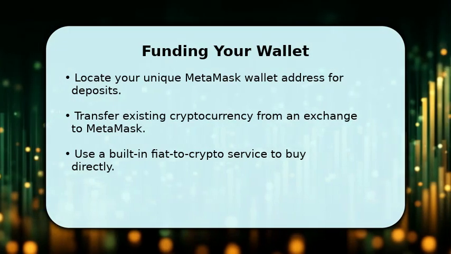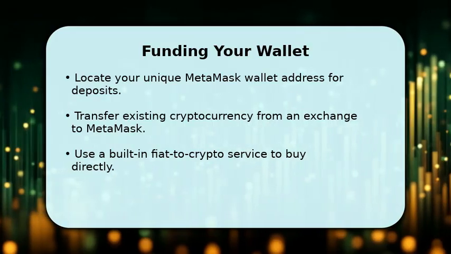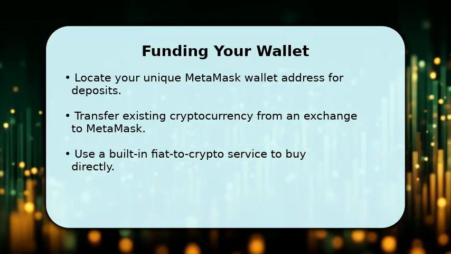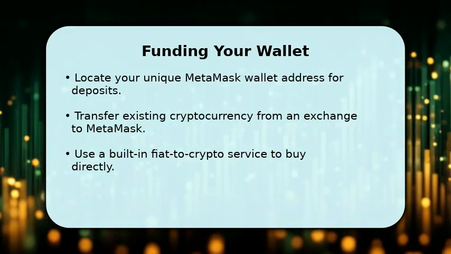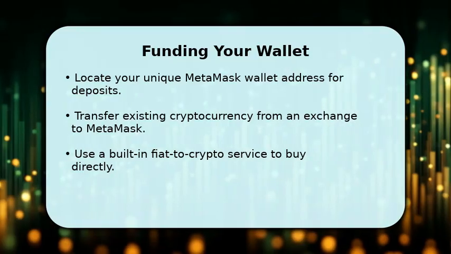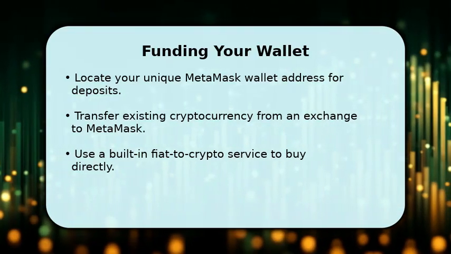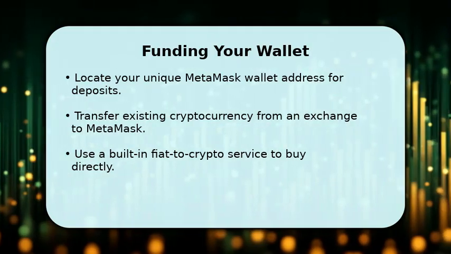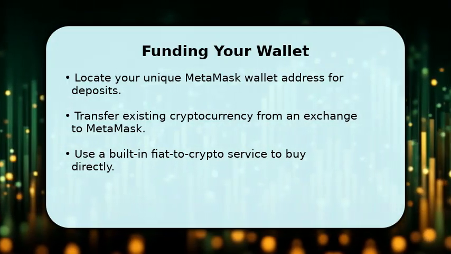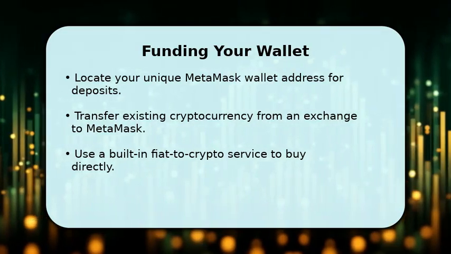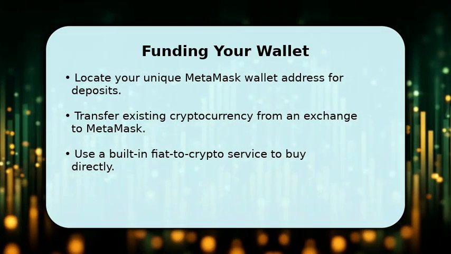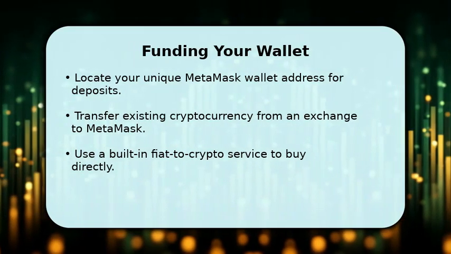Now that your wallet is set up, you need to fund it. You can find your unique wallet address at the top of the MetaMask interface. It starts with 0x. You can transfer existing crypto from a centralized exchange, like Coinbase or Binance, directly to this address. Alternatively, MetaMask offers integrated services allowing you to purchase crypto using fiat currency, such as US dollars, directly within the wallet interface.